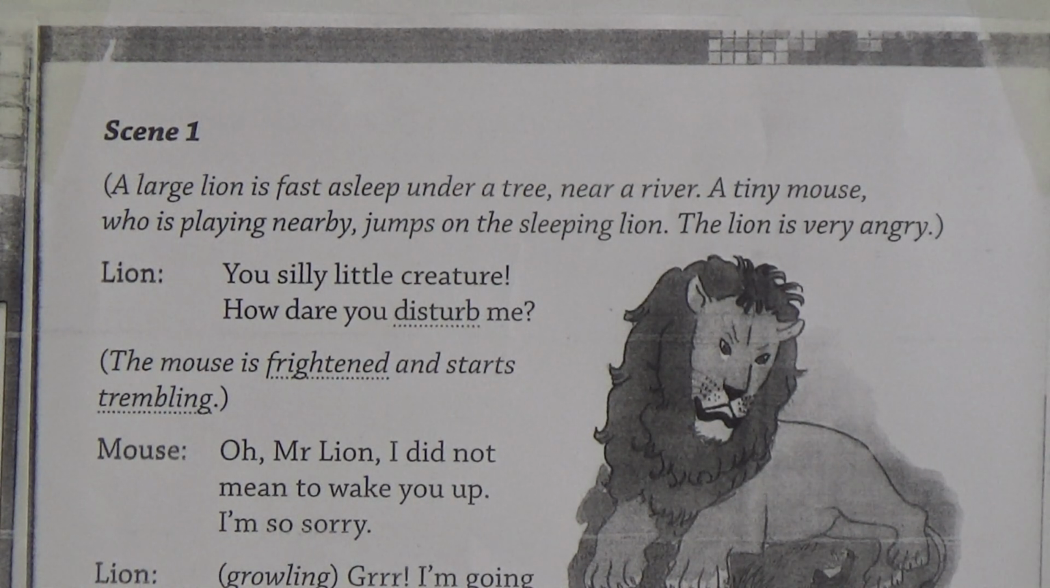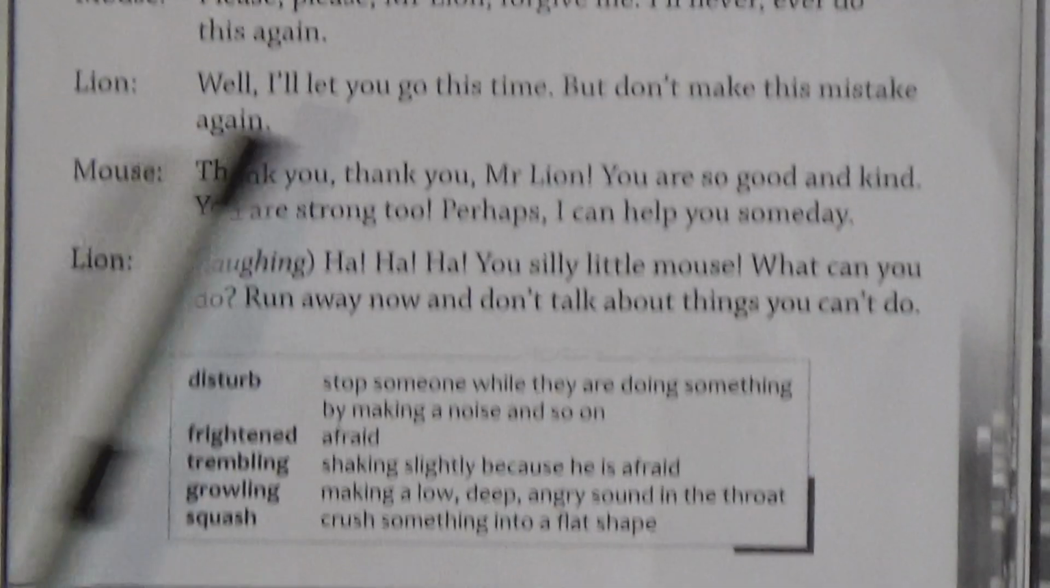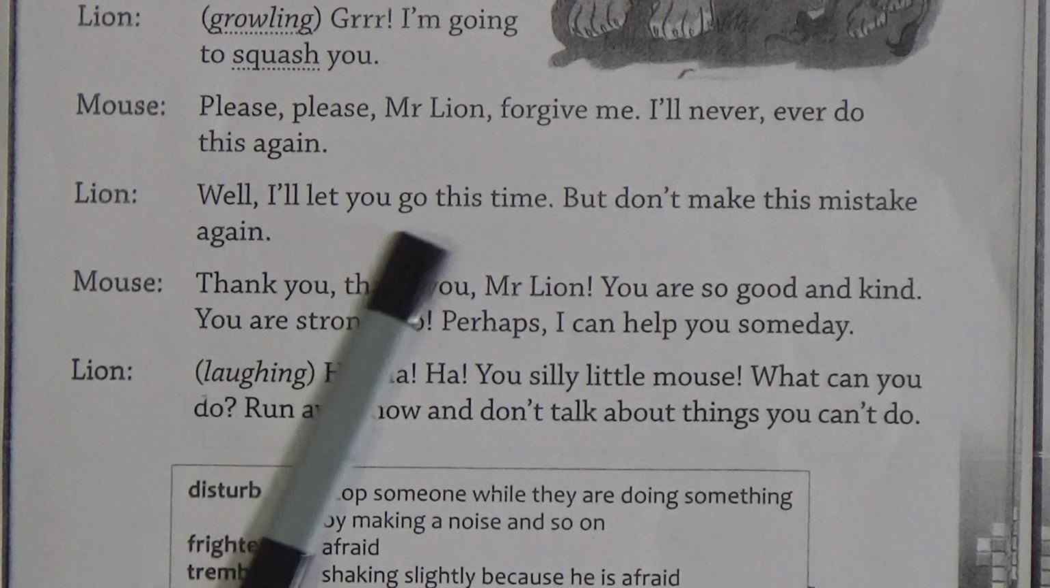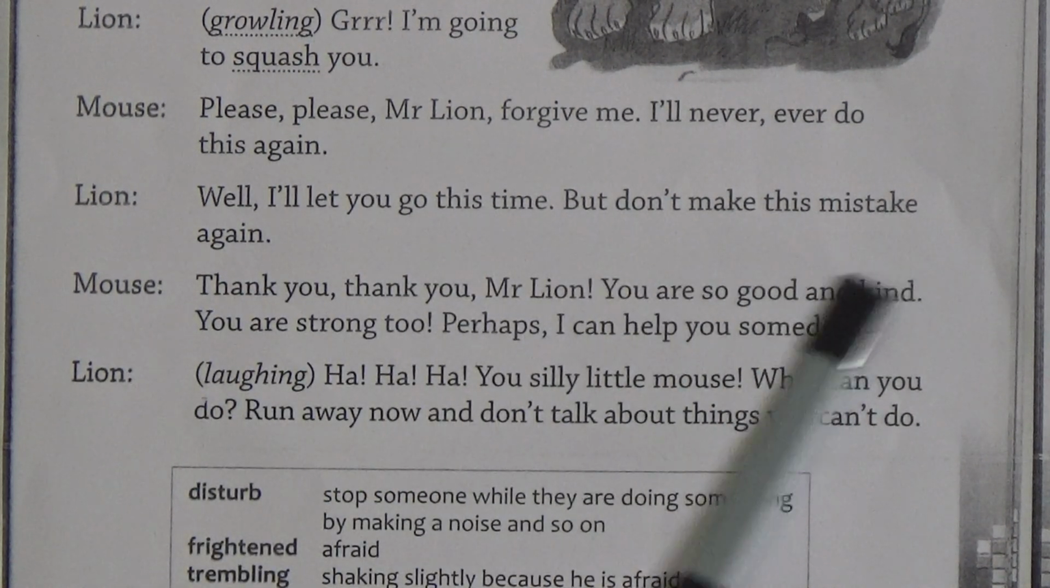Mouse: Please, please, Mr. Lion, forgive me. I will never ever do this again. Lion: Well, I will let you go this time, but don't make this mistake again.